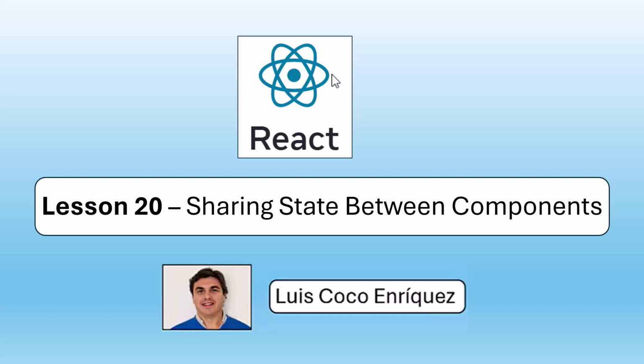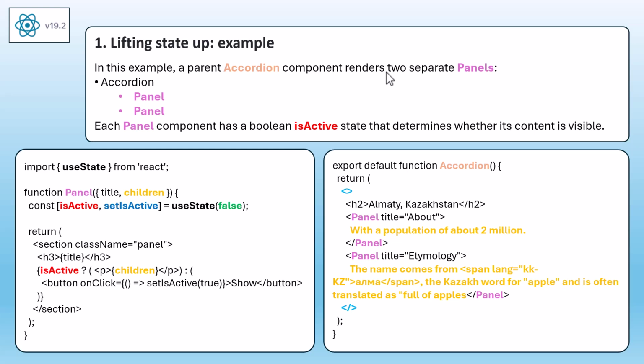Lesson 20: Sharing state between components. 1. Introduction. Sometimes, when you're building a React application, you'll want the state of two different components to always update together. The key idea here is to lift state up. That means you remove the state from both of the child components, move it to their closest common parent, and then pass it down to each of them using props.